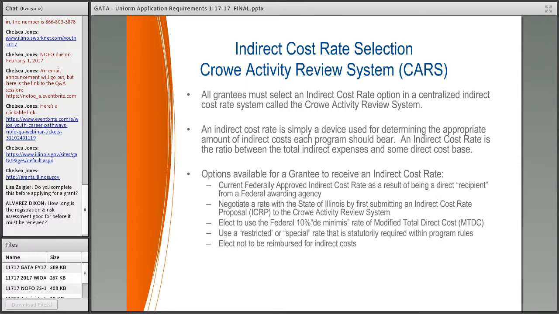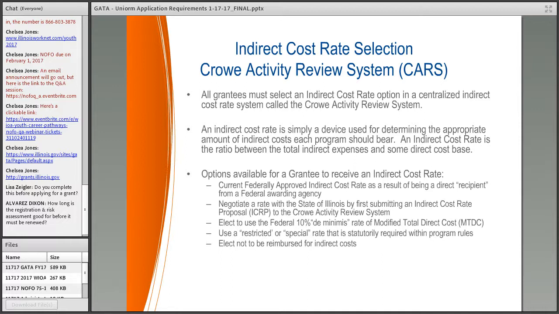After the ICQ and the risk assessments have been completed and accepted, the grantee has to select an indirect cost rate option in the Crowe Horwath Centralized Indirect Cost Rate System, called the Crowe Activity Review System, or CARS for short. An indirect cost rate is simply a device used for determining the appropriate amount of indirect costs that each program should bear. It's the ratio between the total indirect expenses and some direct cost base.